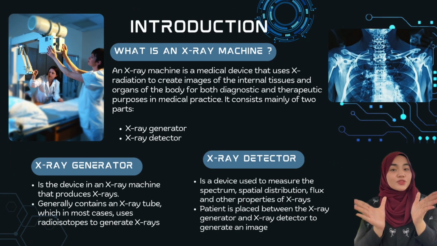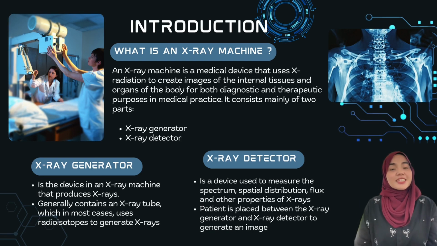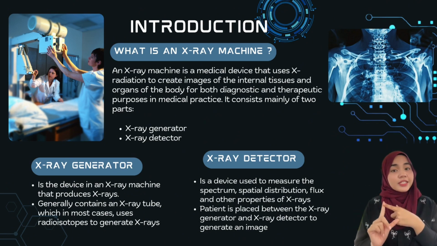What is X-ray machine? X-ray machine is a medical device that uses X-ray radiation to create images of internal tissue and organs for both diagnostic and also therapeutic purposes in medical practice. It consists mainly of two parts, which are the X-ray generator and also the X-ray detector. So what is the meaning of X-ray generator and X-ray detector?